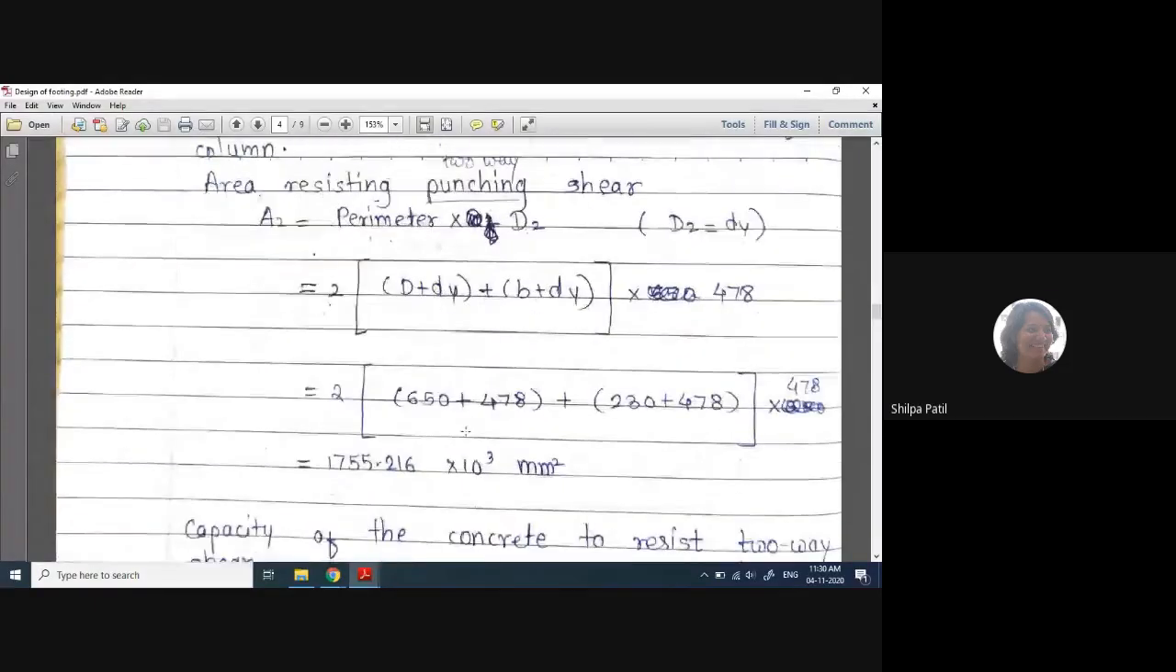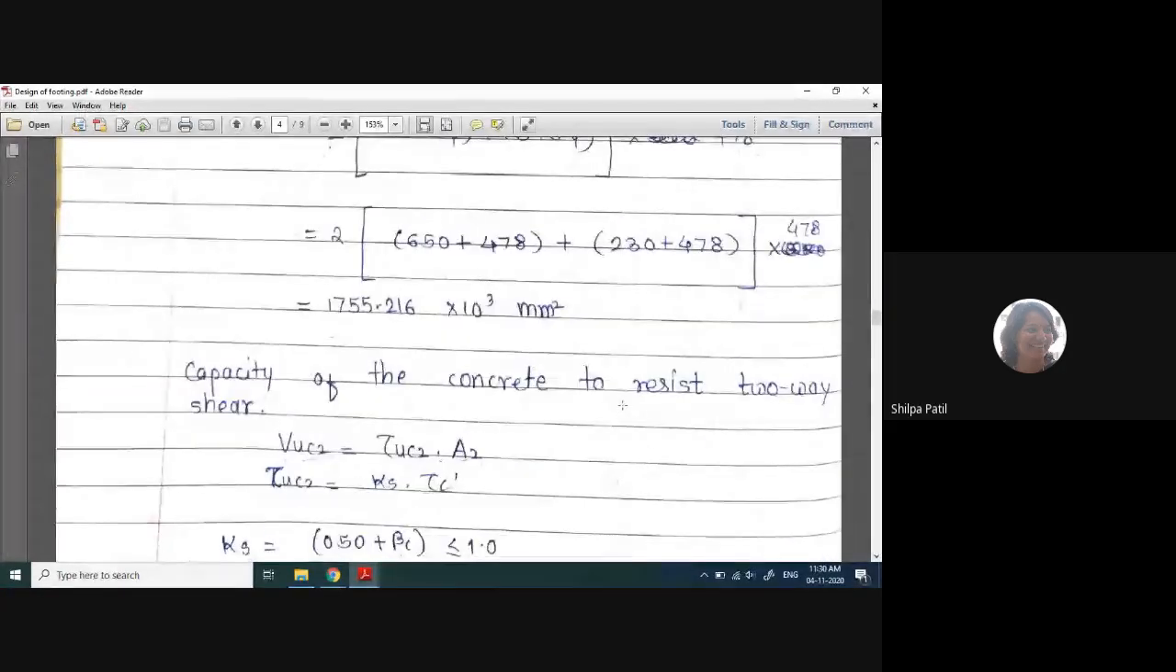Okay. So the values are put here. The depth of the column is already given as 650. dy we calculated as 478. The width of the column was given as 230. So putting all the values, we get the area which resists the two-way shear as 1755.216 into 10 raised to 3 millimeter square. Now this is the actual area we have calculated. Now what is the capacity of the concrete?